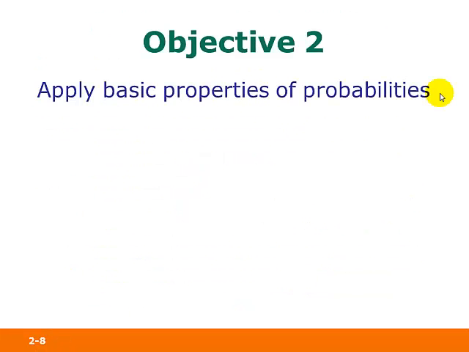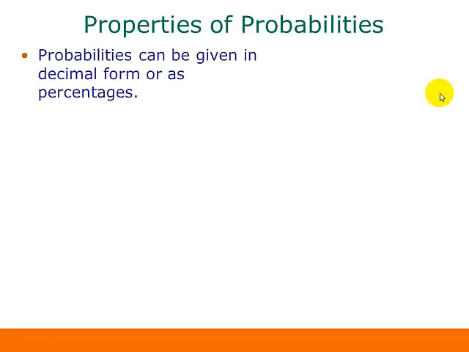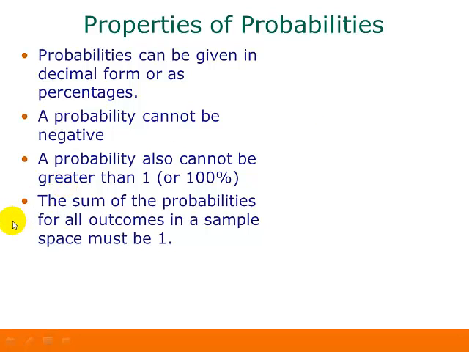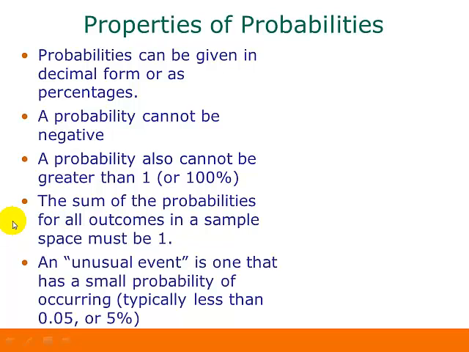Objective 2 in this section is to apply basic properties of probabilities. So probabilities can be given in decimal form or as percentages. Actually, they can also be given as fractions. A probability cannot be negative. It also cannot be greater than 1 or 100% if we have it in percent form. The sum of all the probabilities for all the outcomes in a sample space has to be 1. And an unusual event is one that has a small probability of occurring. And typically this is less than 0.05 or 5%.